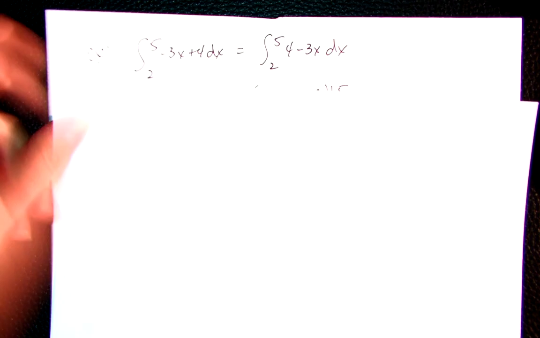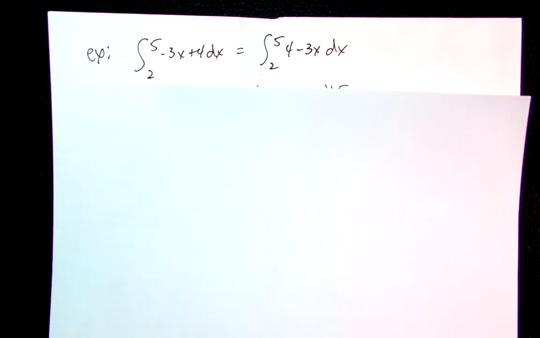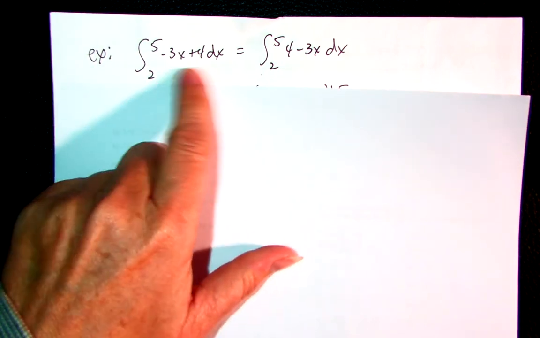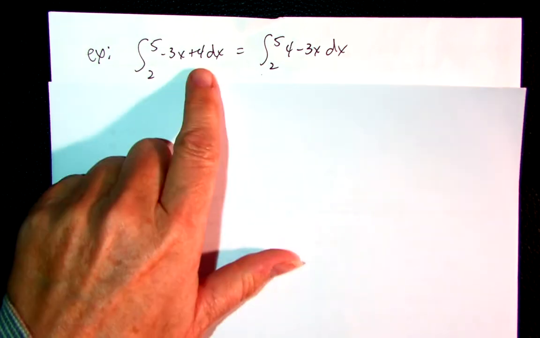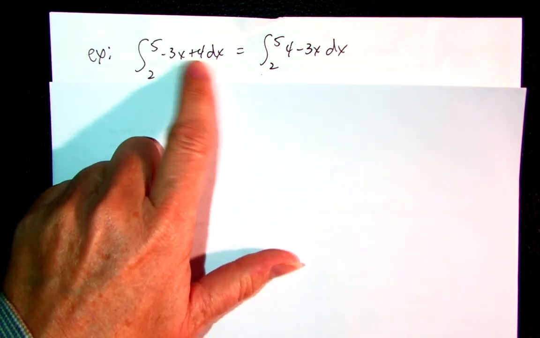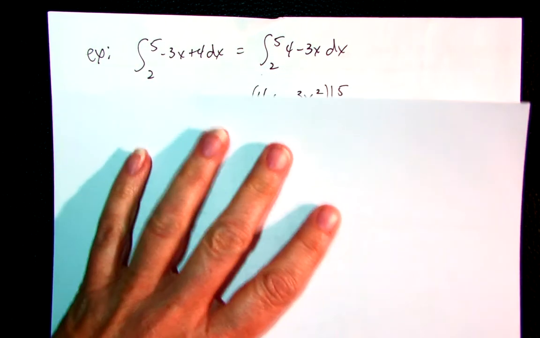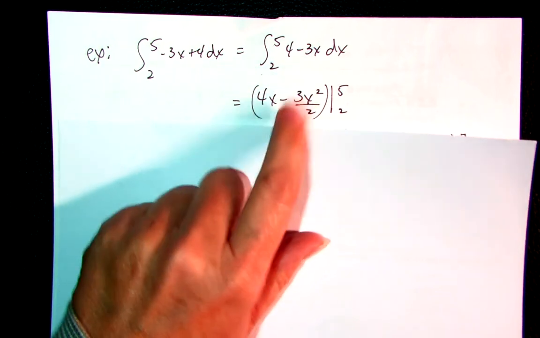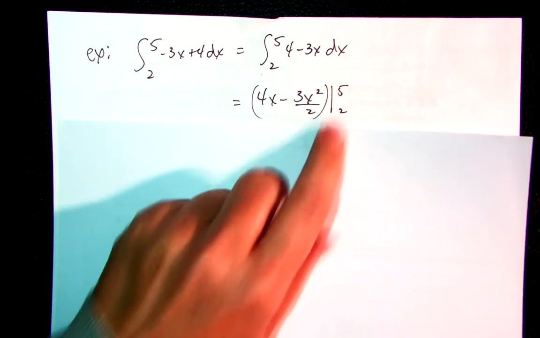Next problem. Let's take a definite integral from 2 to 5 of negative 3x plus 4 dx. Because I already know there's going to be lots of negatives, I'm going to switch those two around. I can. I'm going to put the positive 4 first and the negative 3x second. Now I'm going to take the antiderivative. So the antiderivative of 4 is 4x, minus 3x, where I increase that power and divide by that power, from 2 to 5.